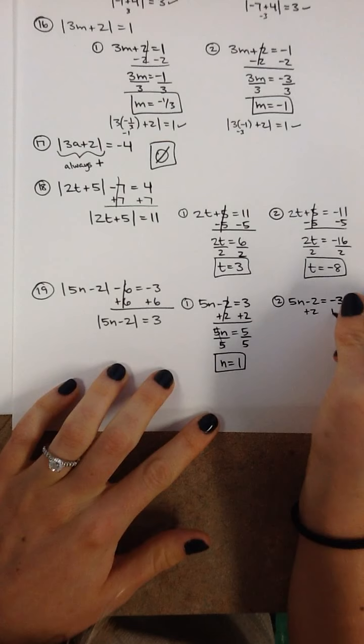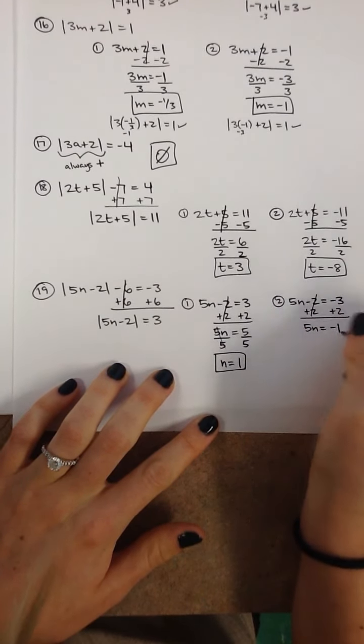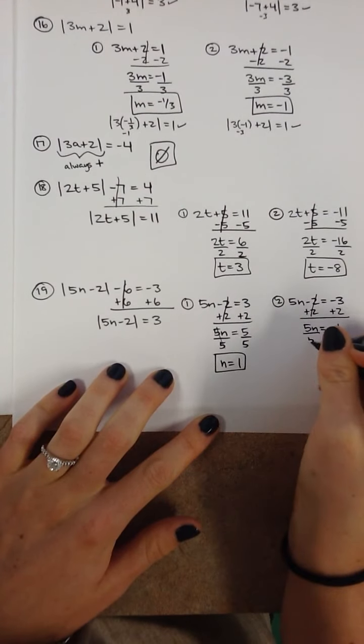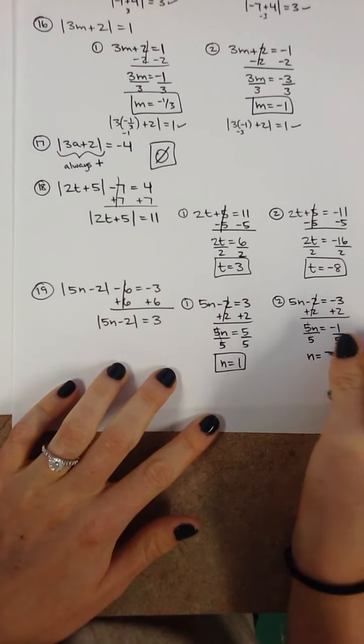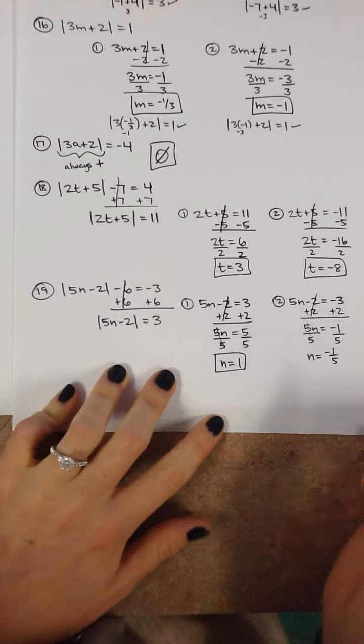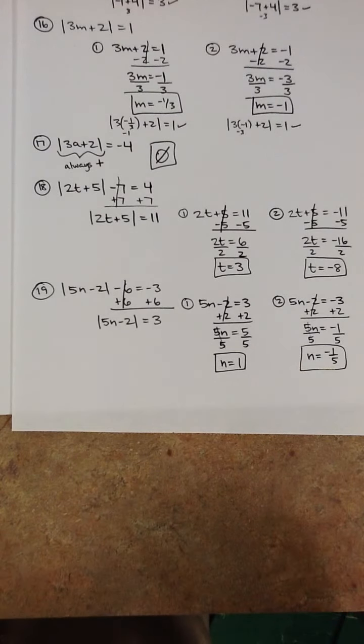Over here, I'm going to add 2 to both sides. So I get 5n is equal to negative 1. Divide both sides by 5. Again, these cancel. And then n is equal to a negative 1/5 or negative 0.2 for you decimal people. Okay, so those are your final answers there.